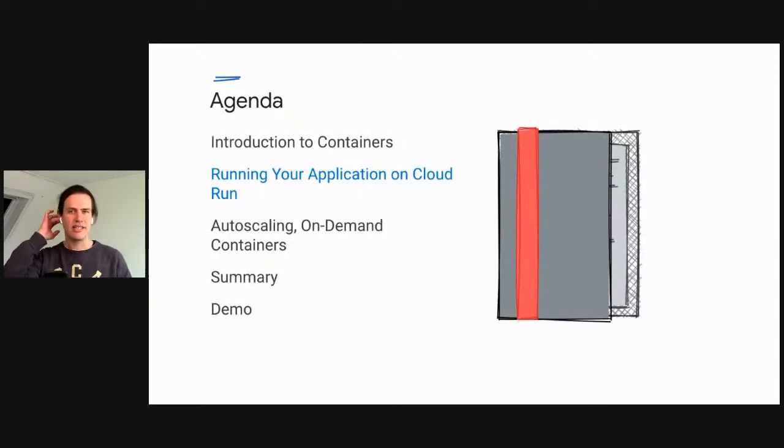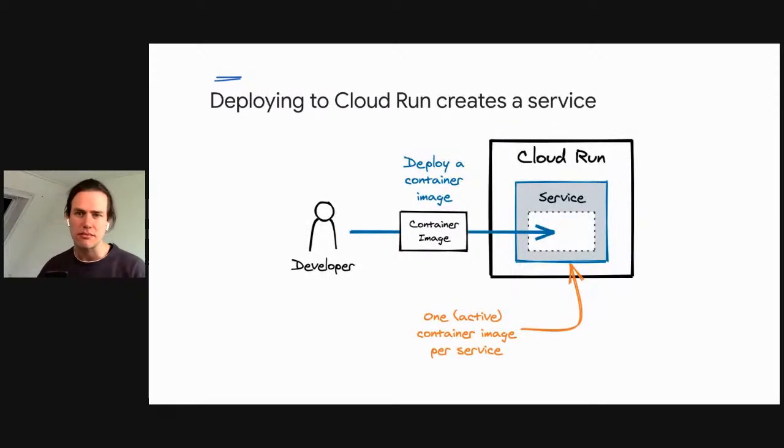Now let's take a look at how to get your application to Cloud Run. When you deploy a container image for the first time, Cloud Run creates a service. And a service is a very broad and non-specific word, but it means something very specific in Cloud Run. All of those specifics will become clear during this session. But the first thing to know is that a service has only one active container image.